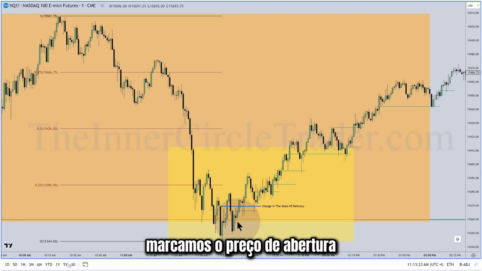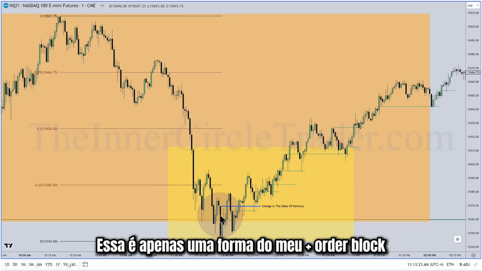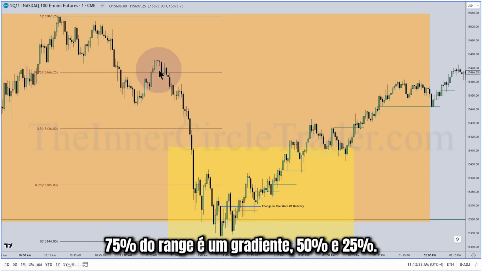In the last down close candle, we'll mark the opening price, and if there's a candle that goes above it, that validates the down close candle as a bullish order block. This is only one form of my bullish order block. So we have the ranges here. 75% of the range is a gradient, 50%, and then 25%.